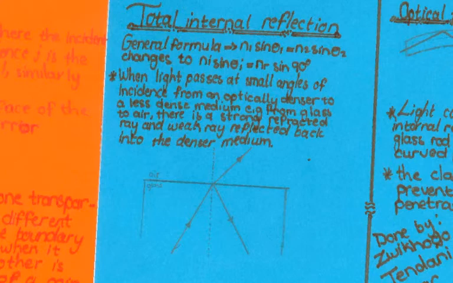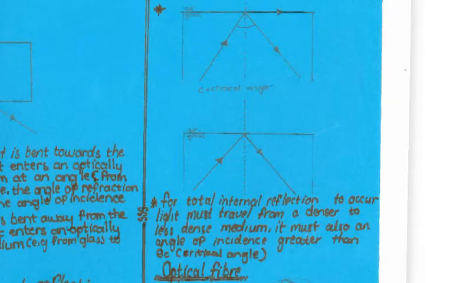Total internal reflection. The general formula changes to n incidence sin theta incidence is equal to n refracted sin 90 degrees. When light passes at small angles of incidence from an optically denser to a less dense medium, e.g., from glass to air, there is a strong refracted ray and a weak ray reflected back into the denser medium. For total internal reflection to occur, light must travel from a denser to a less dense medium. It must also have an angle of incidence greater than the critical angle.